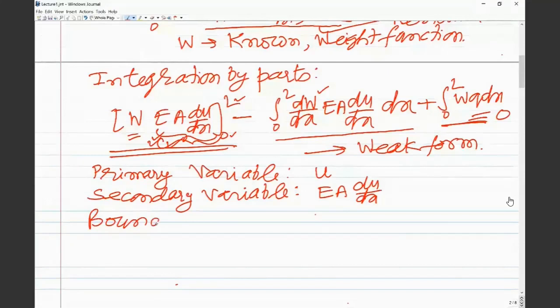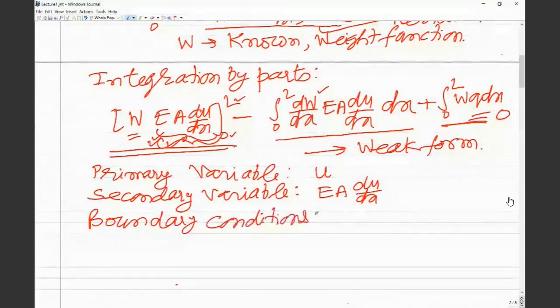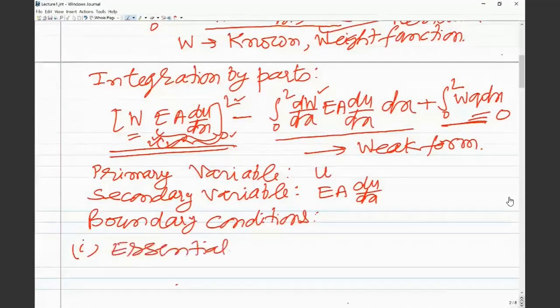Now, once we identify the primary and secondary variables, we can also classify the boundary conditions. For a given problem, the boundary conditions are of two types. One is known as the essential or geometric boundary conditions. In solid mechanics problems, we also name them geometric. So, essential or geometric boundary conditions.